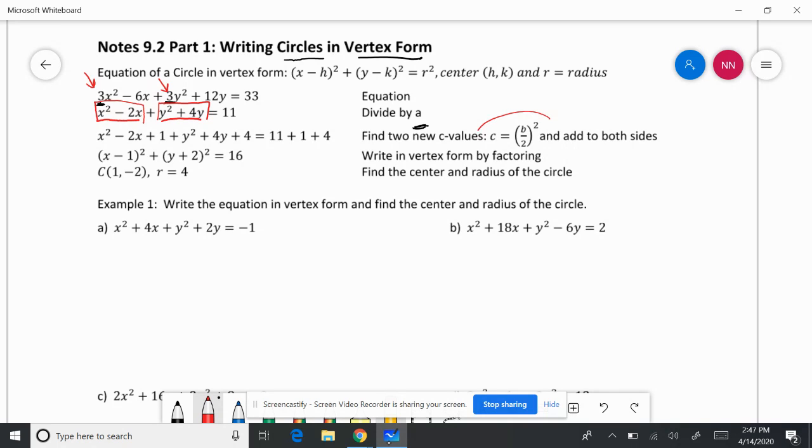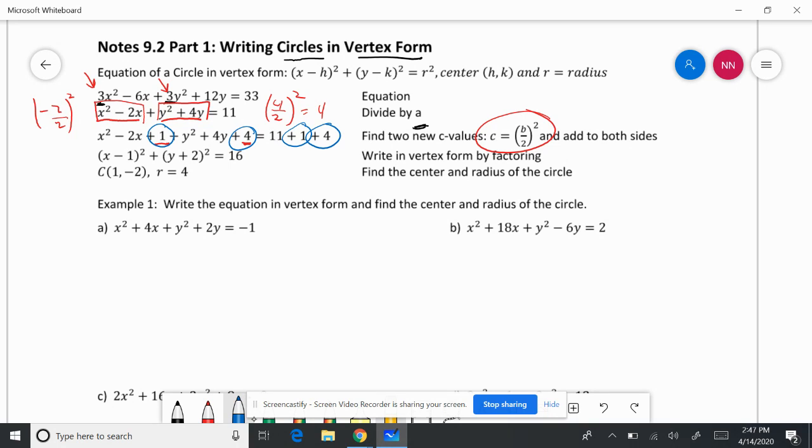We're going to be using the formula c equals (b over 2) squared. So if you're looking at that, negative 2 divided by 2 squared is 1, and 4 divided by 2 squared is 4. So notice that we have a 4 right here. Now, whatever we add on one side, we have to do the same thing on the other. So we have plus 1, plus 4, plus 1, plus 4.